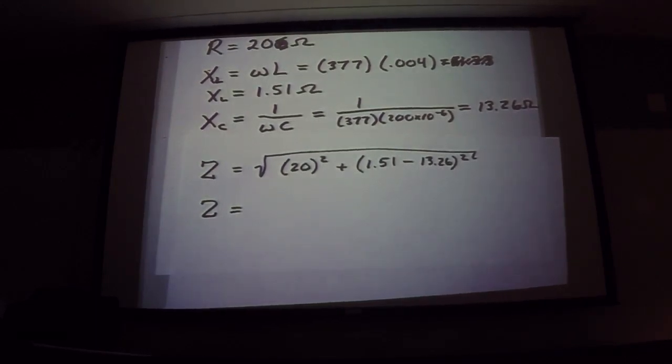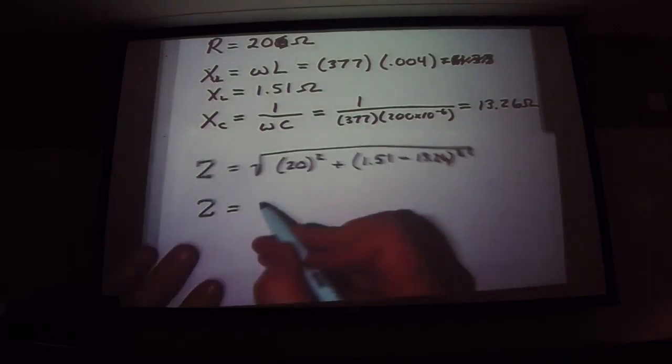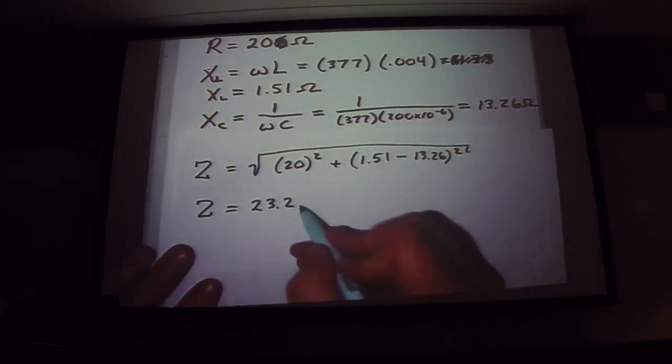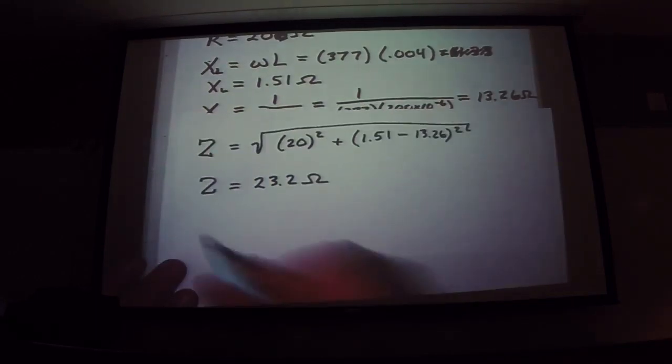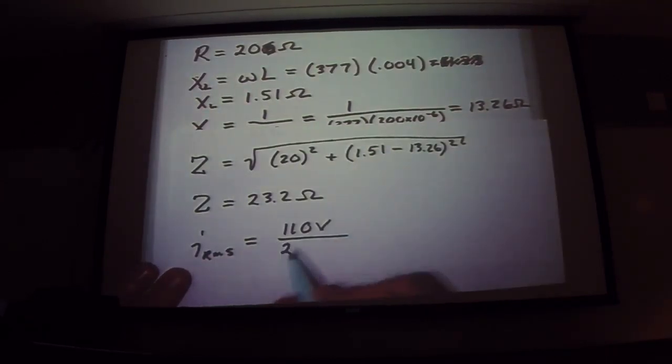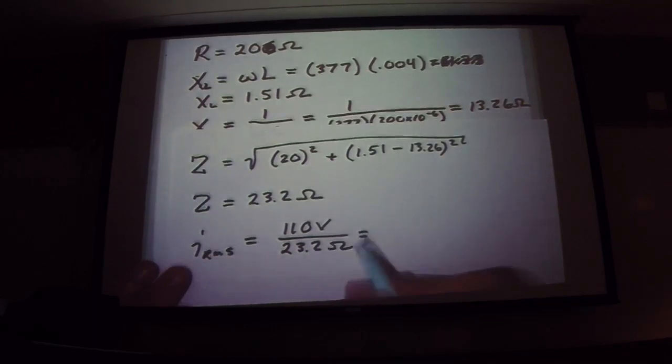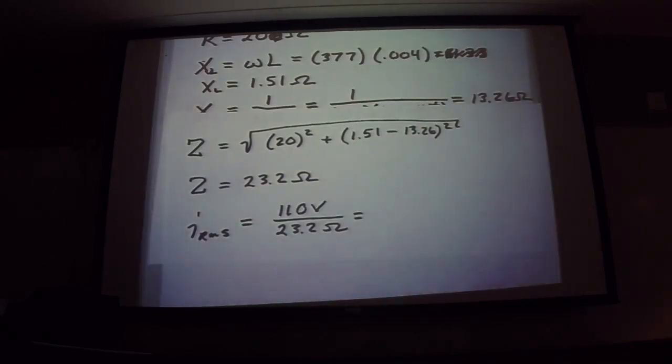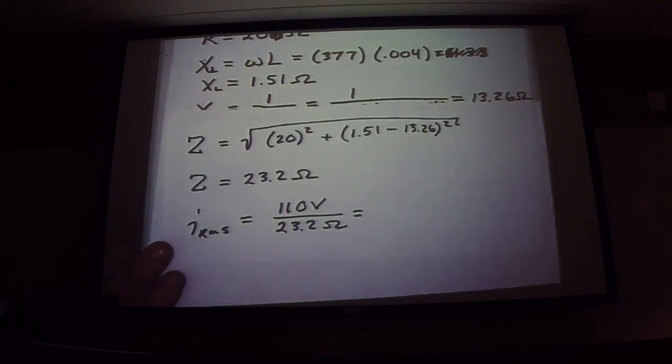23.2. Okay, 23.2 ohms. So the RMS current is our RMS voltage divided by 23.2 ohms. .74. Units for this.